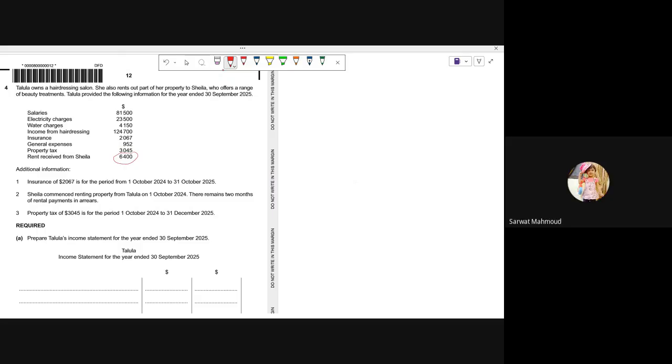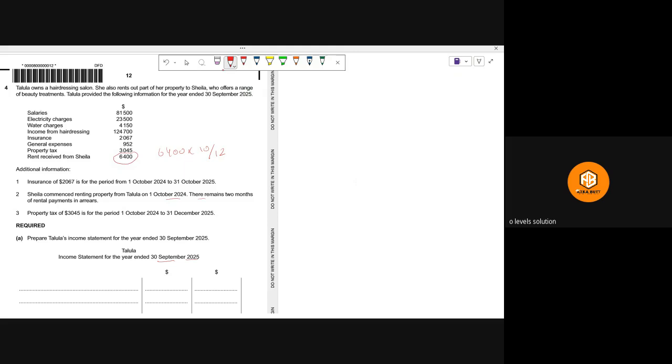Okay, so 6400 divided by 12 multiplied by 2? No, no. They are saying that Sheila commenced renting property from Talula on 1st October 2024. There remain 2 months of rental payment. So if you see from 1st October 2024 to 30th September 2025, these are the 12 months. So if the two months payments are remaining, you got the payment for the 10 months.